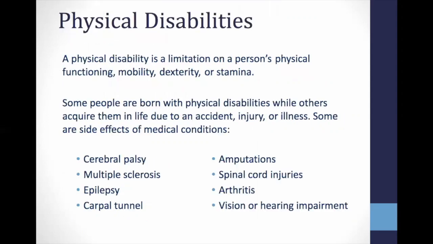A physical disability is a limitation on a person's physical functioning, their mobility, their dexterity, so holding on to things, or their stamina. Some people are born with physical disabilities, while others acquire them in life due to accidents, injuries, or illnesses. Some are side effects of medical conditions, and here's a list of a few. So you can take a peek: cerebral palsy, MS, epilepsy, carpal tunnel, amputations, spinal cord injuries, arthritis, which we see a lot, especially with our clients, and vision or hearing impairments, okay?